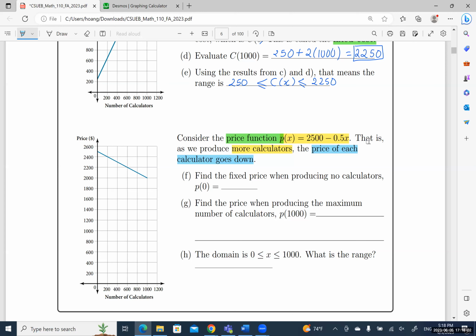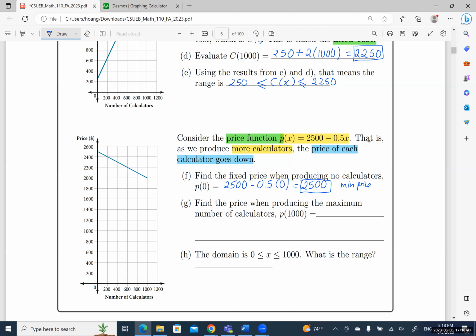So if you want to find the fixed price or the minimum price, you're just going to substitute x equal to 0 into the function of price. So here, I will substitute 2,500 minus 0.5 times 0. That's giving us only 2,500. My box has it. Or you can say it is the minimum price.